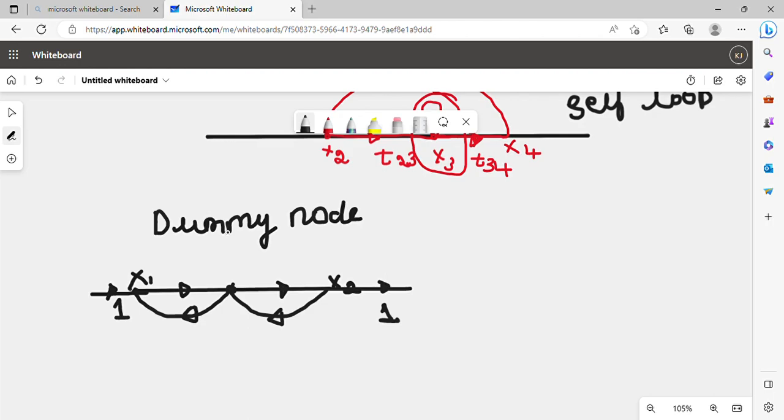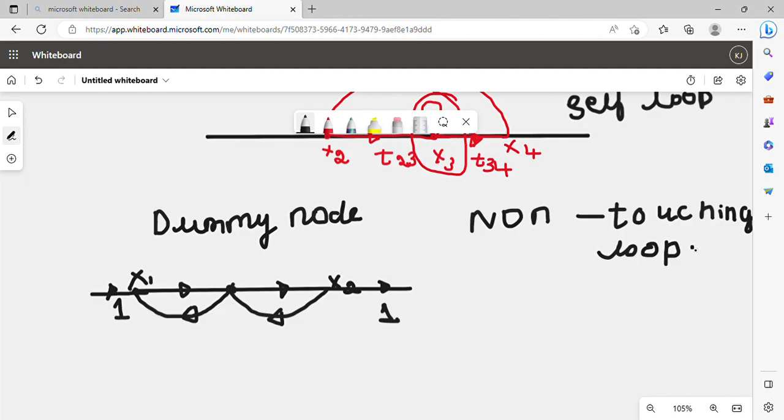Now if I come to non-touching loops, it is easy. If there is no node common between two or more loops, I call it non-touching. That is, when you encounter two or more loops, there should not be a common node. Yes, for two or more loops, there should not be any node that is common to them. That is what is called a non-touching loop.